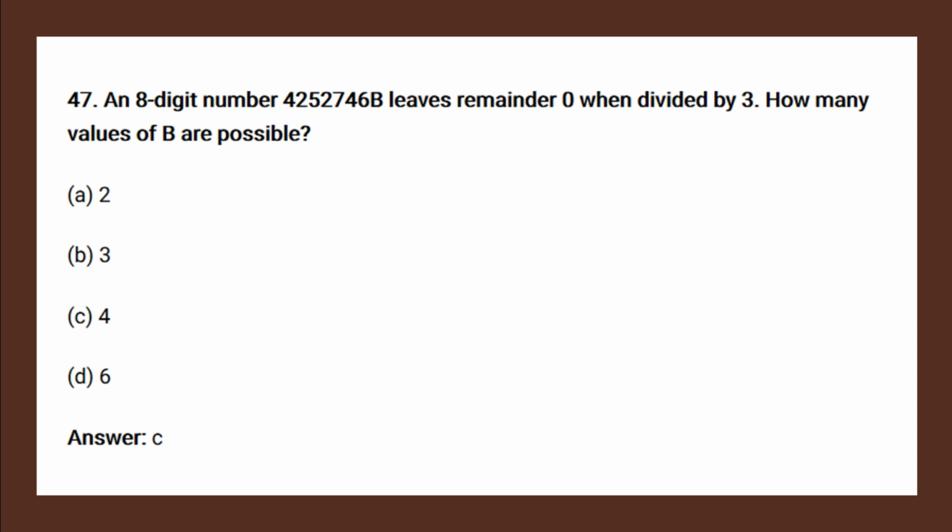Next question 47. An 8-digit number 4252746B leaves remainder 0 when divided by 3. How many values of B are possible? Option A 2, B 3, C 4, D 6. And the answer is option C 4.